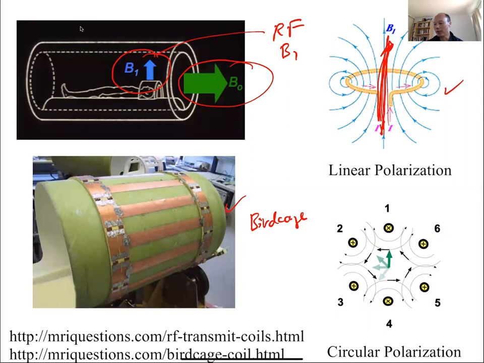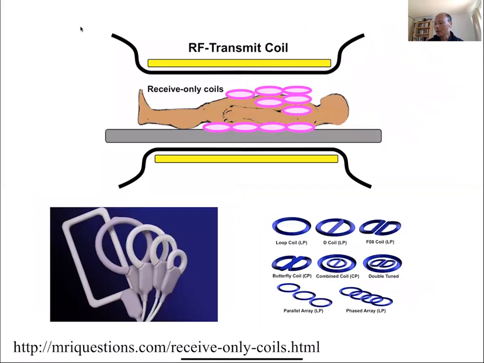It turns out it's a little more efficient if we can make the field go around in a circle, okay? That is something we'll talk about when we talk about RF excitation. A very common mode of using it is the RF coil.